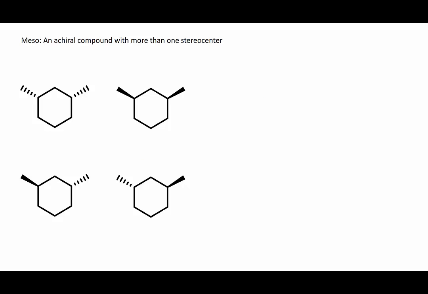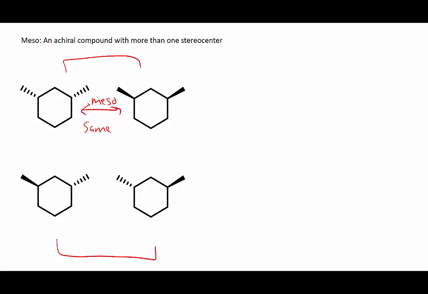So let's take a look at a more complicated example. We have all four stereoisomers of this 1,3-dimethyl cyclohexane. We have two cis forms and two trans forms. So now we're trying to figure out the relationship between each of these to each other. The first thing that you should notice, if we compare these two, these are actually the same. These are meso. Why are they meso?